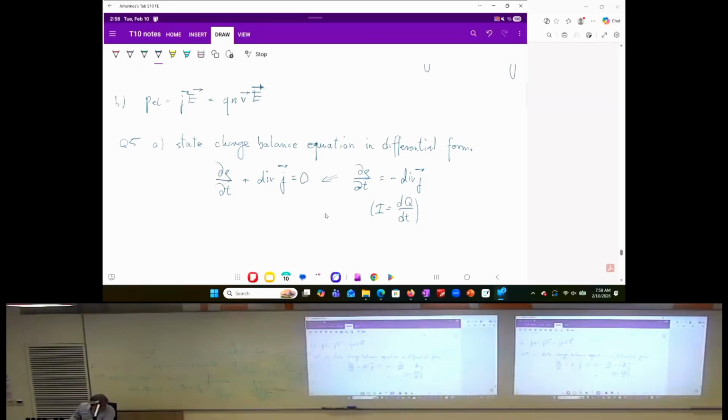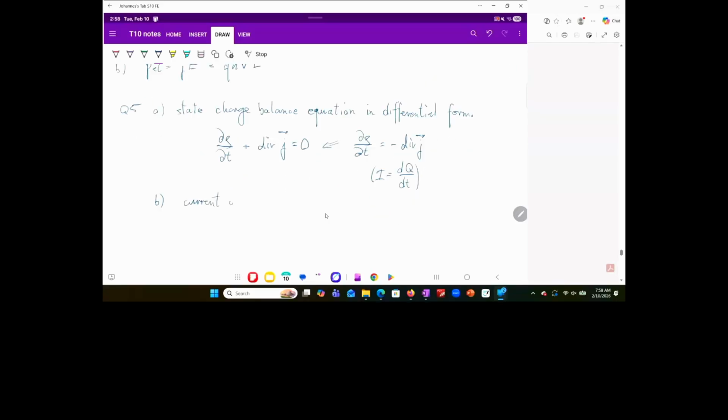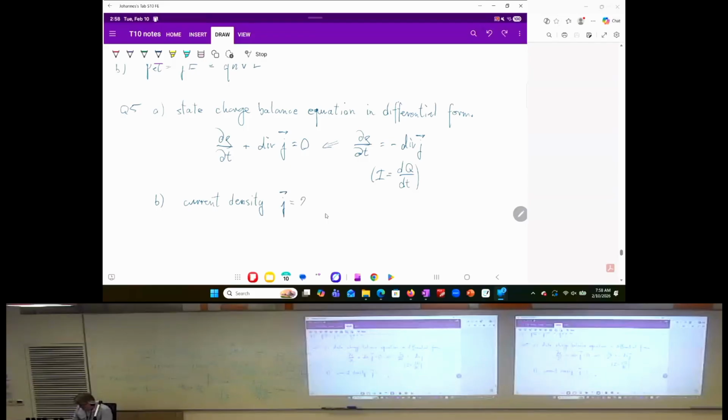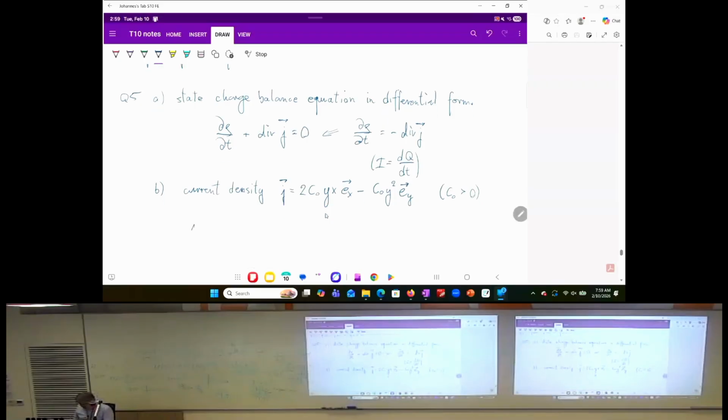And now show by calculation that the electric current density, the current density shall be given here with 2 times C naught, a function of y and x, and it is directed here in x direction, and it has a second component that is directed in y direction, that is given also by the constant times y square, and this constant C naught is larger than 0, and you want to see that it fulfills the stationary charge balance equation.